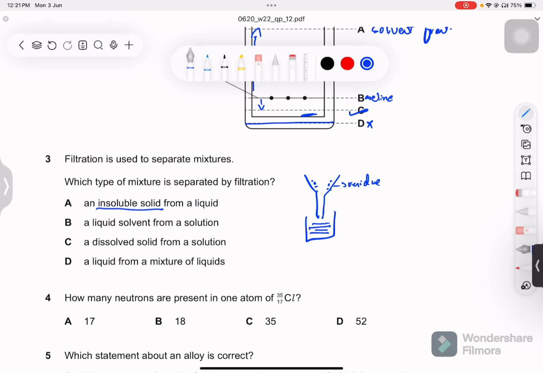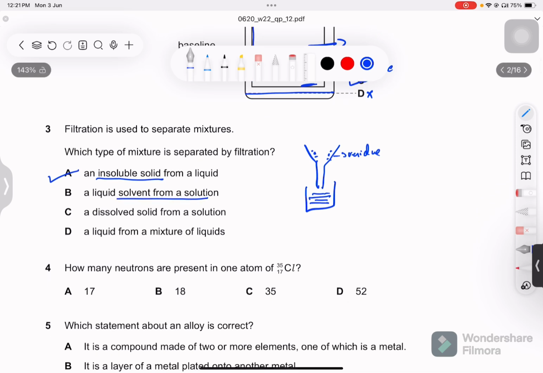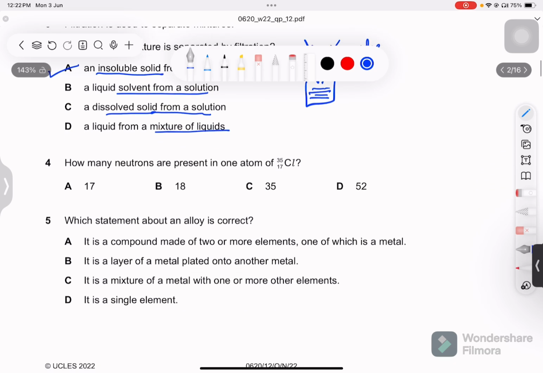An insoluble solid from a liquid. Correct. A liquid solvent from a solution? No, that is through fractional distillation. A dissolved solid from a solution, that is through maybe crystallization or evaporation until dryness. And a liquid from a mixture of liquids, then this is a separating funnel, not a filter funnel. Yeah, separating funnel.